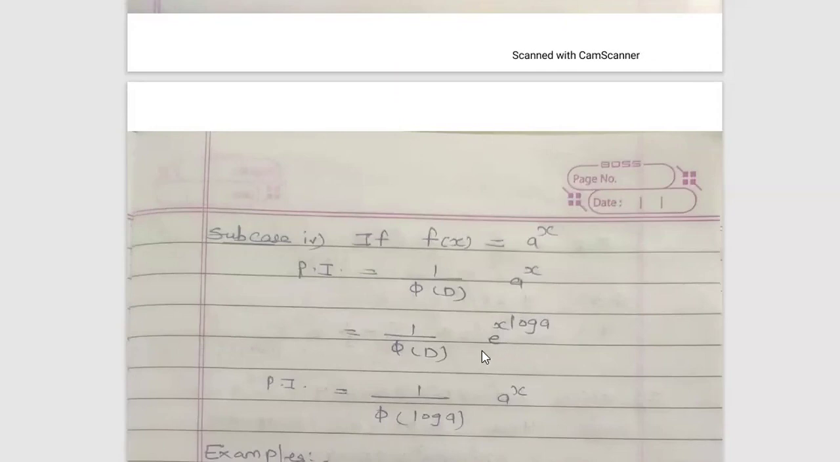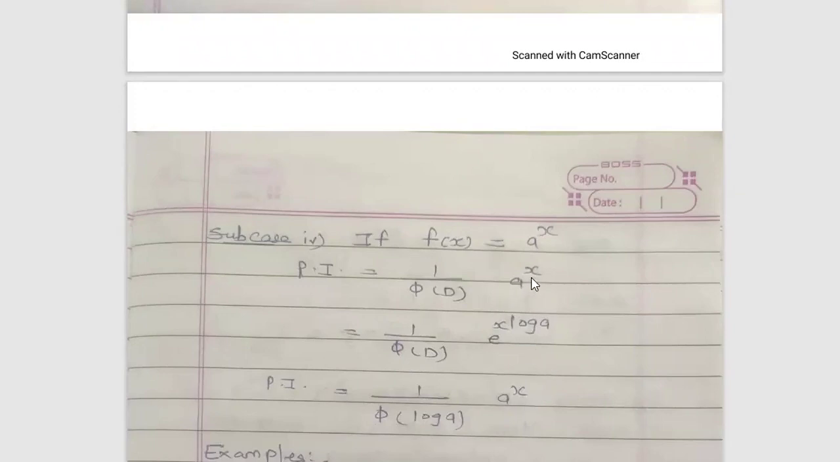Then it is the case of exponential function, so replace d by the coefficient. Here the coefficient of exponential function is log of a. This is the constant term. So you replace d by log of a, and so your PI is 1 upon phi of log of a into a raised to x.